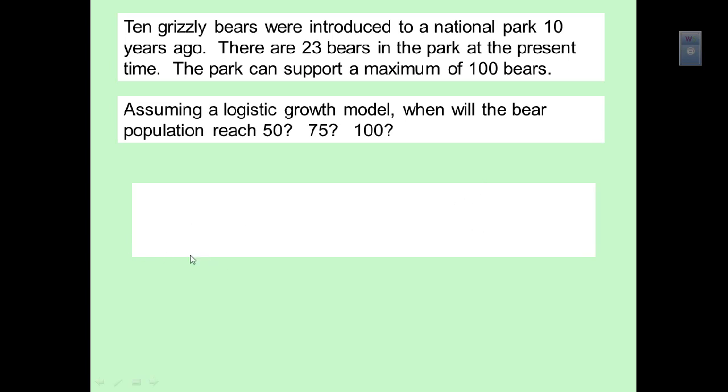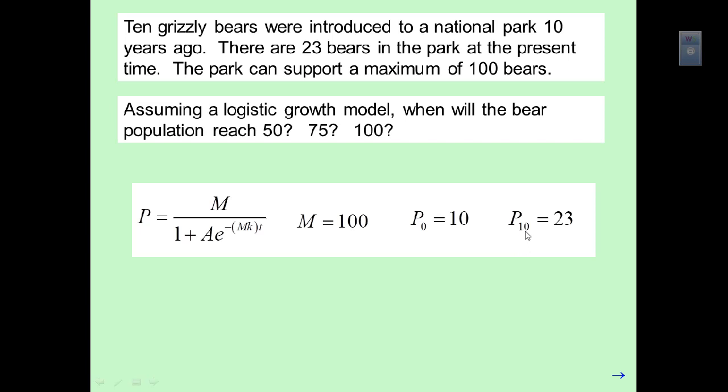All right, so we know our equation. We know the carrying capacity M is 100. And our initial condition, in other words, how many bears there were when t equals 0, is 10. So the population when t equals 0 is 10. And it's 23 bears at 10 years. Now here's the way you need to use this. What you're going to do is you're going to plug in this part first. You're always going to use this. So what you end up with is this.